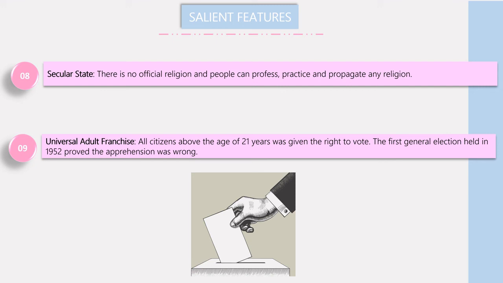There was a change which took place with the help of the 61st Constitutional Amendment Act 1988, where the voting age was reduced to 18 years. There were apprehensions about the success of universal adult franchise, but the doubts were cast aside after the success of the first general election held in 1952.